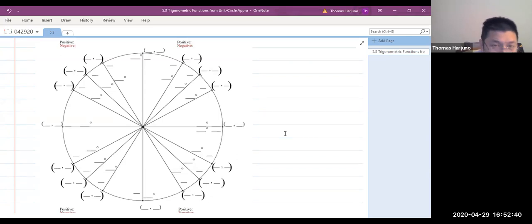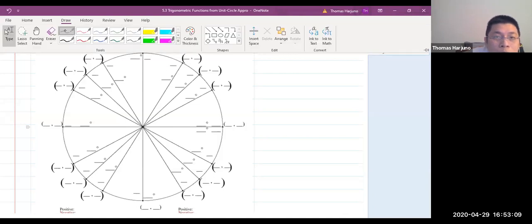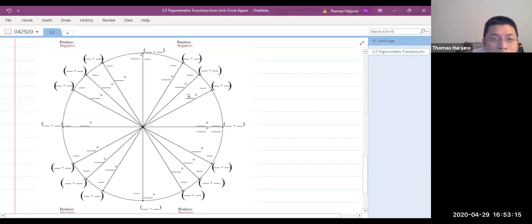Now, here's the thing though. I try to bring you to a situation where we try to memorize the trig values, at least the sine and cosine first, of special angles in the unit circle. We already learned the trig values of special angles in the first quadrant, the ones that correspond to 30 degrees, 45 degrees, and 60 degrees.